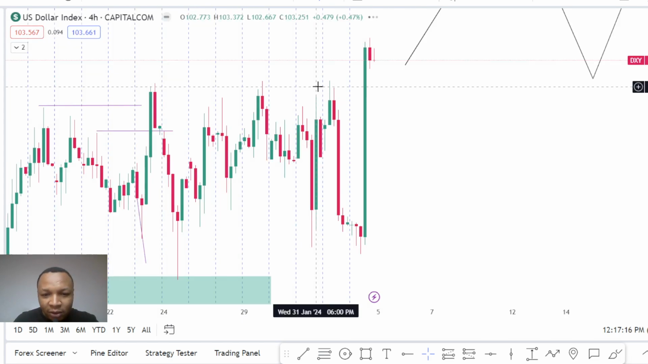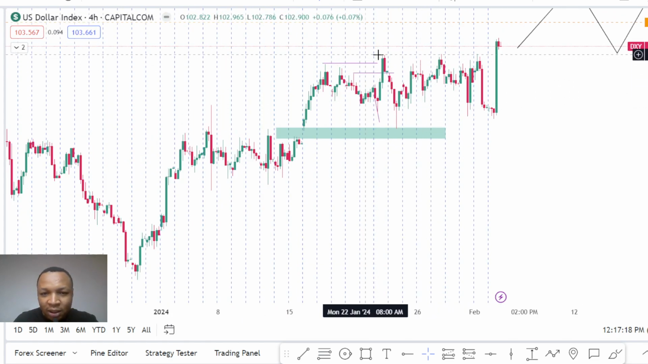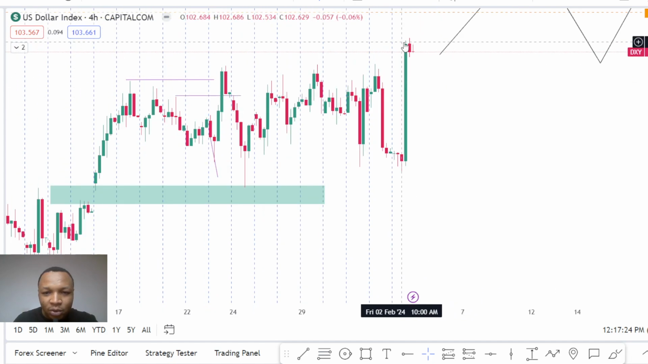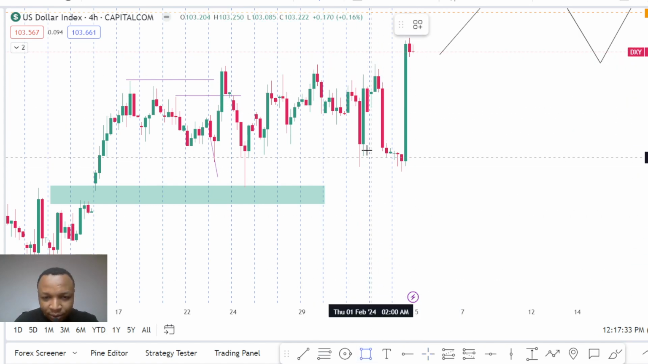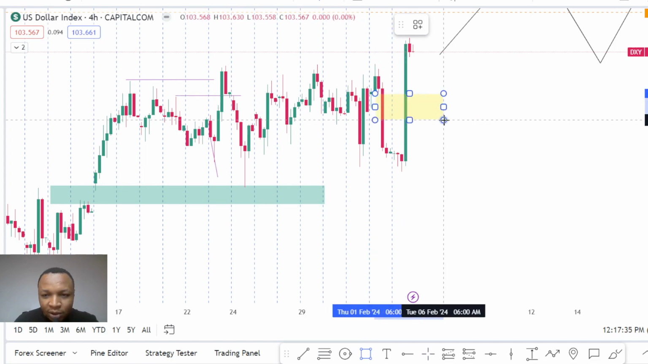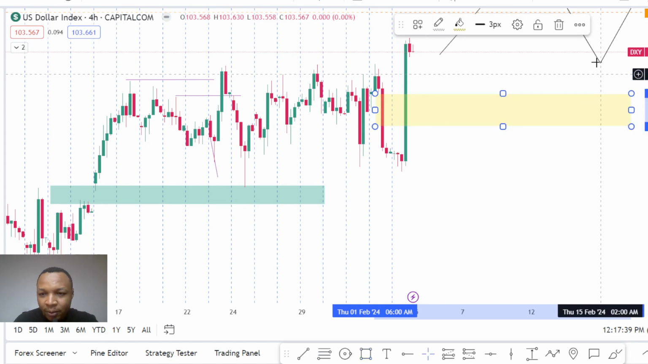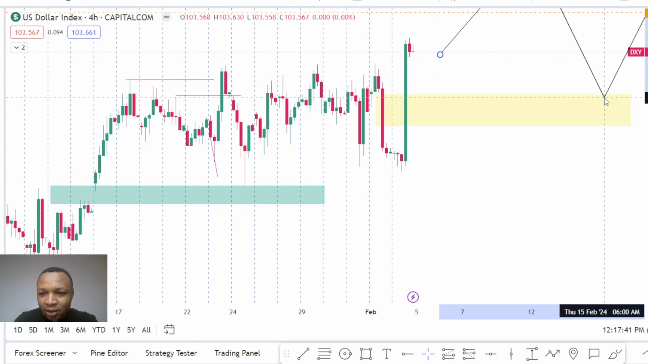Right, so on the 4 hour time frame, clearly we can see that the dollar index has broken structure to the upside, and we are clearly bullish on the dollar index. So going into next week, maybe probably on Monday into Tuesday, we may see some sell off of the dollar index, maybe into this area right here. Okay, so we may have to drag this down as well.